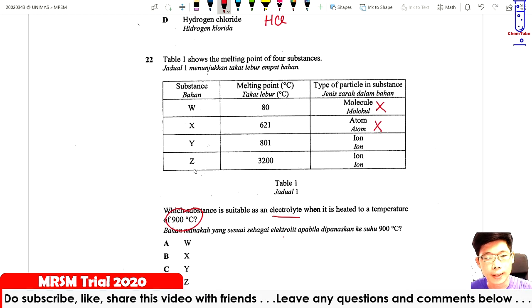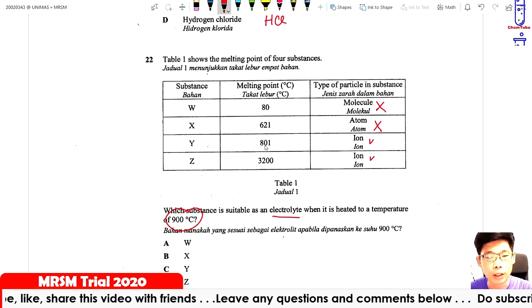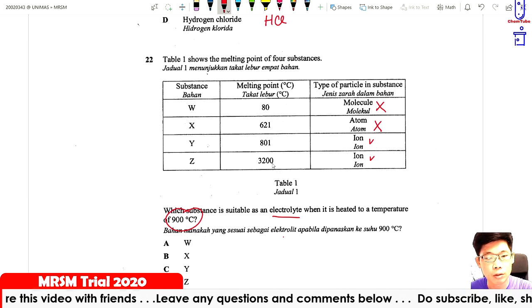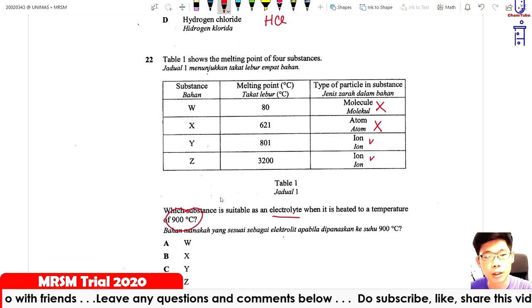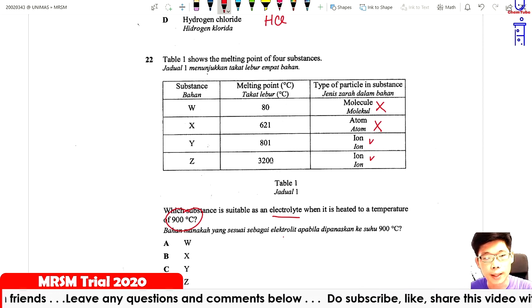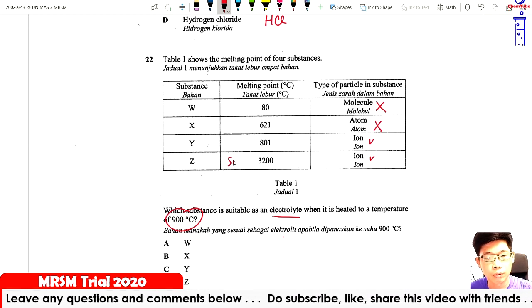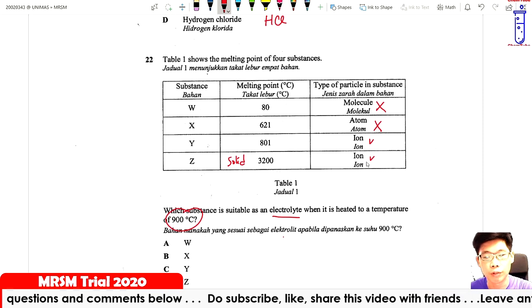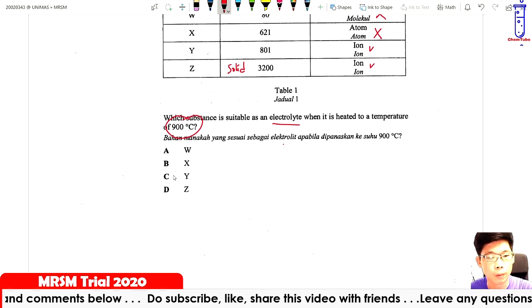So Y and Z could have ions, but we look into the melting point. For Z it is 3200, meaning that at 900 degrees Celsius, Z still exists in the solid state. So the ions are in fixed positions, cannot move freely. So the only choice would be Y.